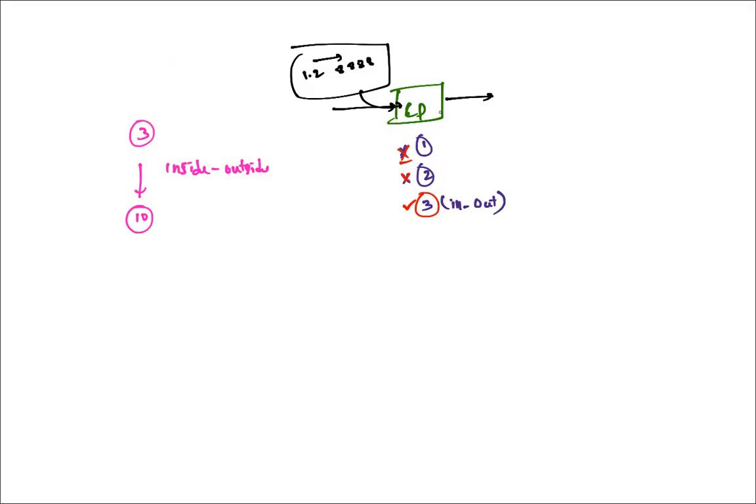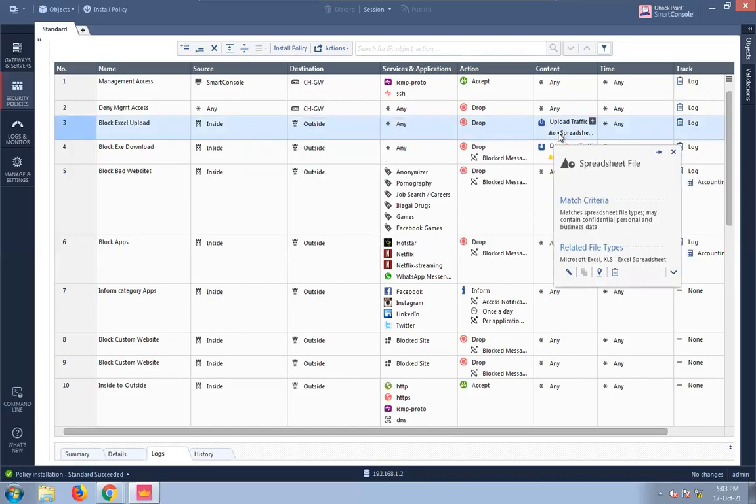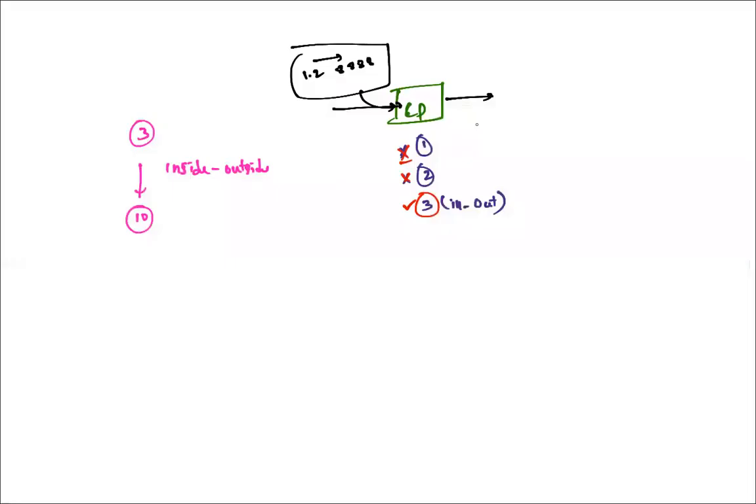Now what is rule number three? If you check, rule number three says that if someone is trying to go inside to outside and is trying to upload an Excel file, then the action is stop. Even though the direction is matching, do we have a match for the content? No, so it's not matching. Here the direction is matching, but the content is not. We are not actually sending any Excel file. We are just sending a ping request, so the payload is not matching.